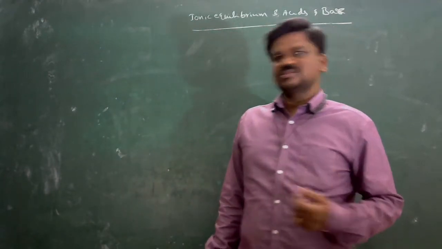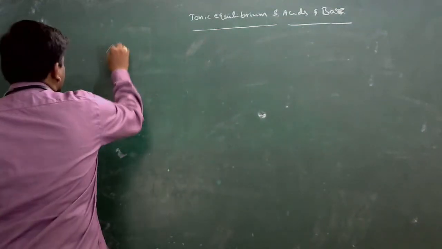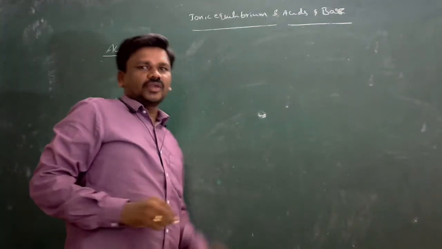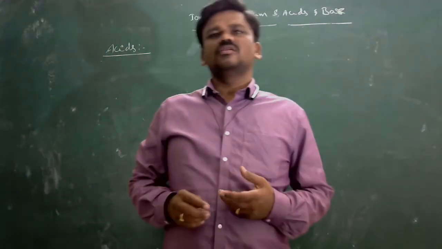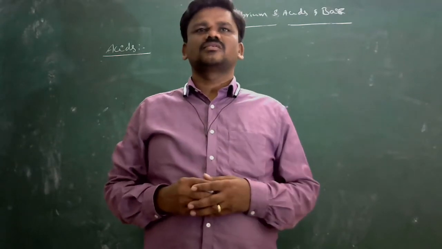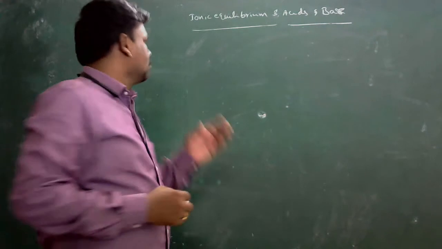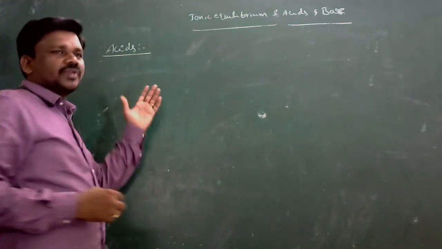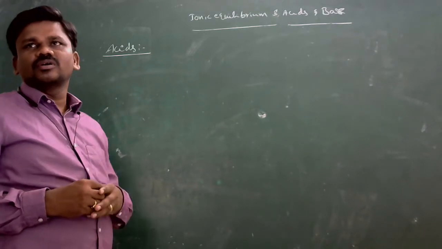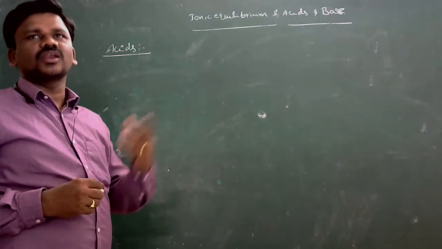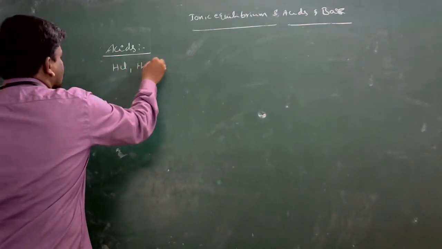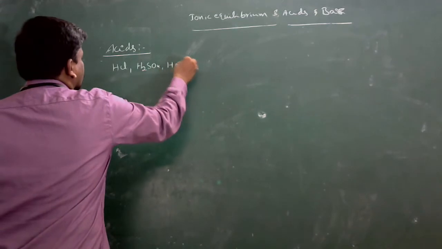First of all, acids. For any given compound or molecule, how do we identify whether it is an acid or a base? Here, first one, acid. An acid must contain at least one hydrogen atom. For example, HCl, H2SO4, HNO3 and so on.